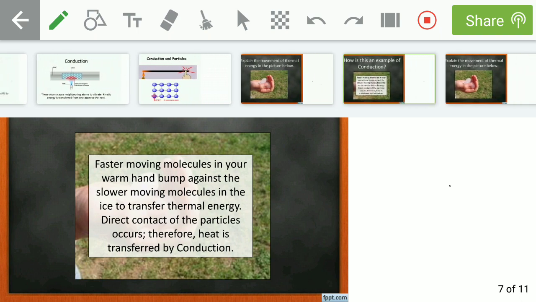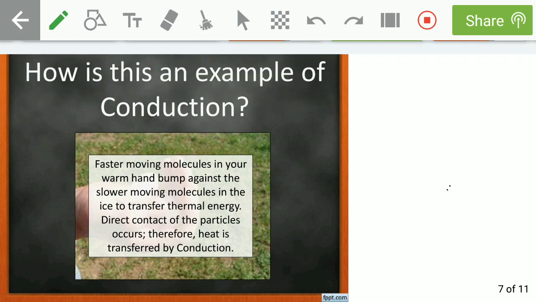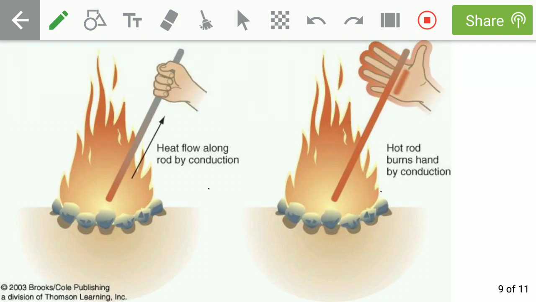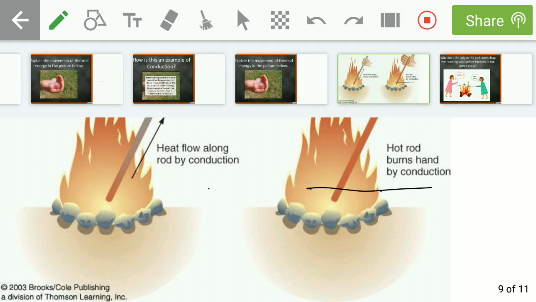And other than this, we can discuss a few more phenomena, as I discussed earlier, like I hold a rod and I put it in some fire or I heat up the rod from one end, then I will feel the heat. So this is the direction of heat transfer. The hot rod will burn our hand by means of conduction. इसका मैं एक और basic से example ले रहा हूँ.